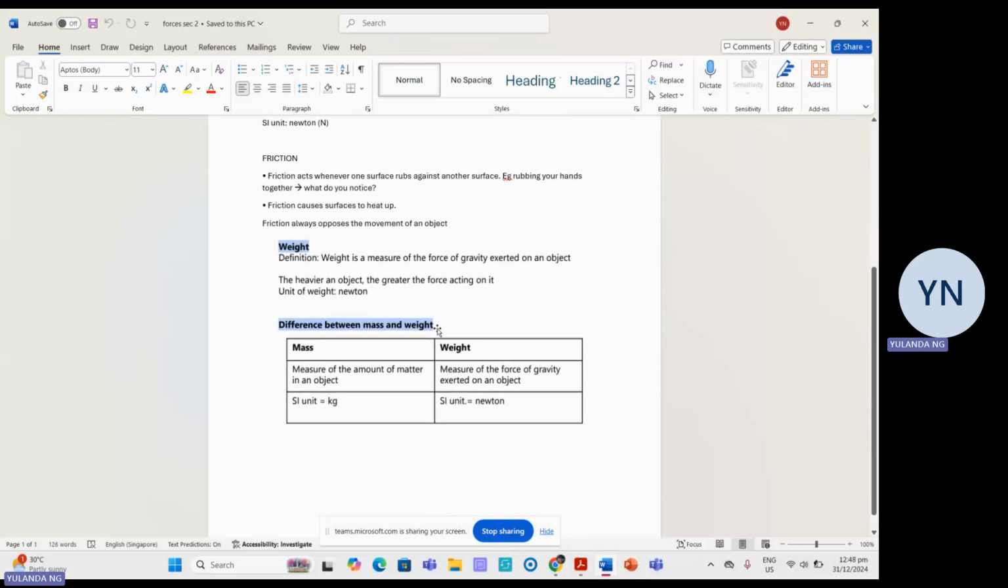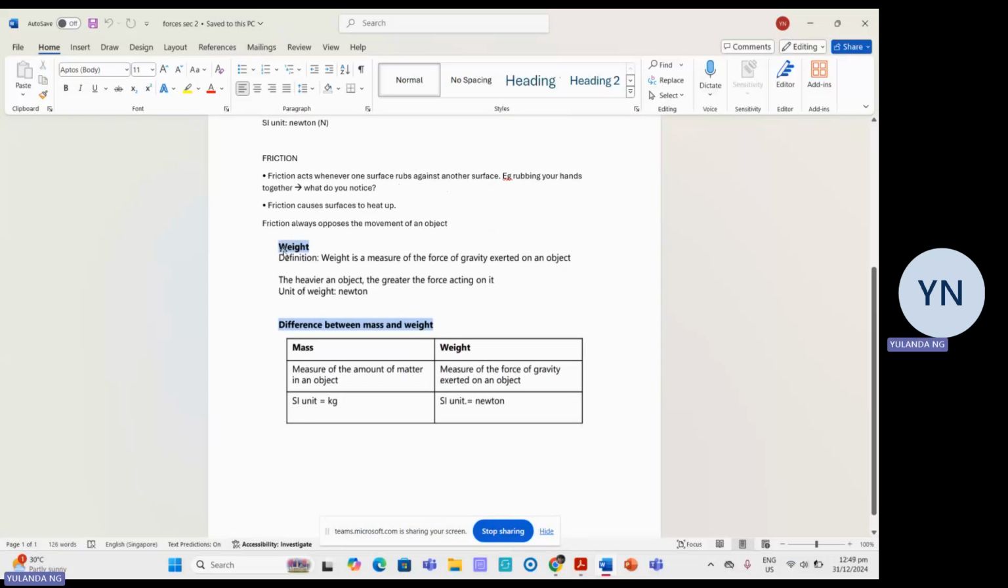What is friction? Friction acts against the surface when you're rubbing two objects together, such as when you're rubbing your hands together, you notice that your hands start to become warmer. Sometimes when you go to cold countries, you tend to rub your hands together, and that produces friction and heat. Friction always opposes the movement of an object.